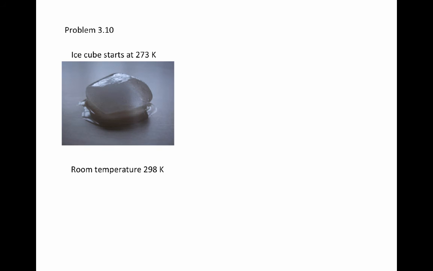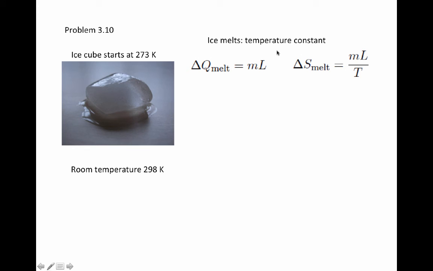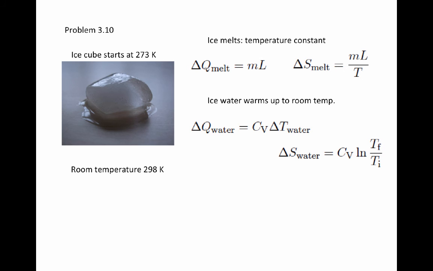Finally, one of the homework problems involves analyzing the entropy change when an ice cube melts and heats up to room temperature. So again, let me give you some pointers here. When an ice cube melts, it happens at constant temperature, 0 degrees Celsius or 273 Kelvin. Therefore, the heat added to the ice from the room is equal to the mass of the cube times its latent heat. And therefore, the change in entropy of the ice cube whilst it's melting is equal to mL over T.